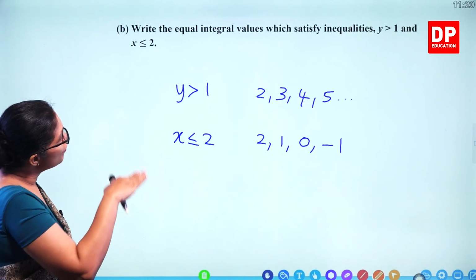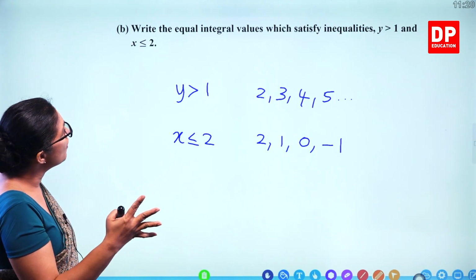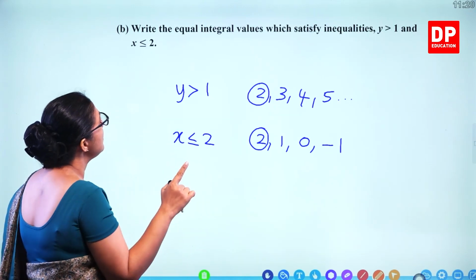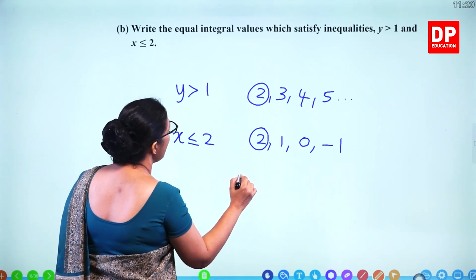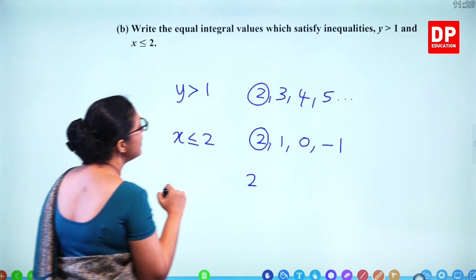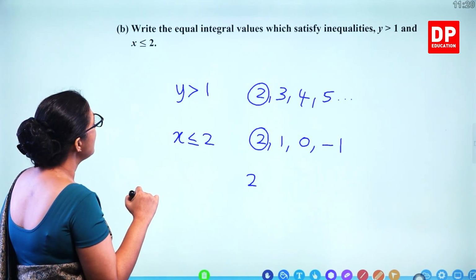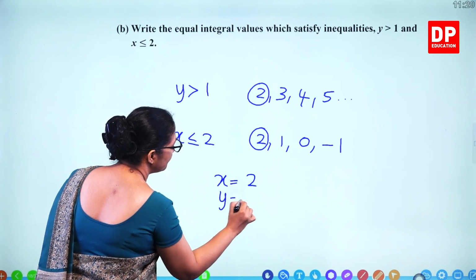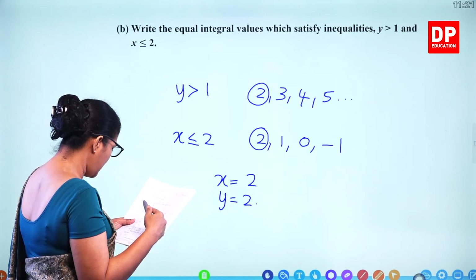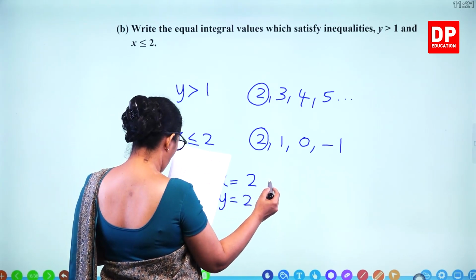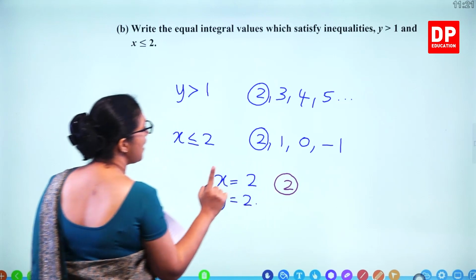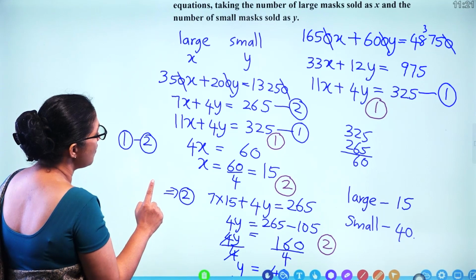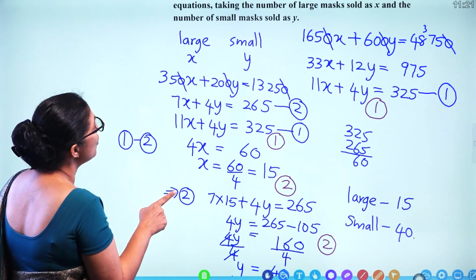But you need to find out the common value. What are the common values? Only one value is common for both. That's the equal integral value. So 2 is the answer. So y equals 2 and x equals 2. So you get 2 marks for this. Here that means you have to give another 2 marks for this equation. Here 8 marks for the whole thing.